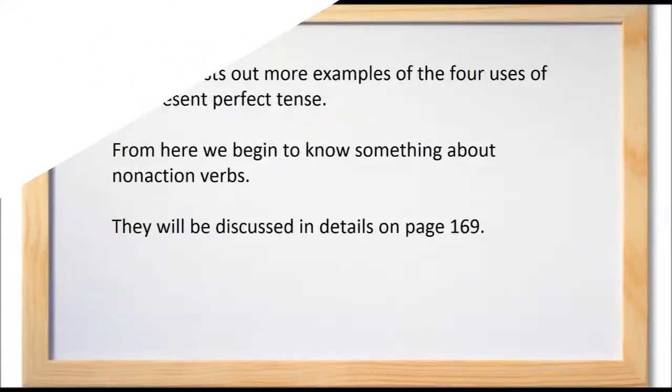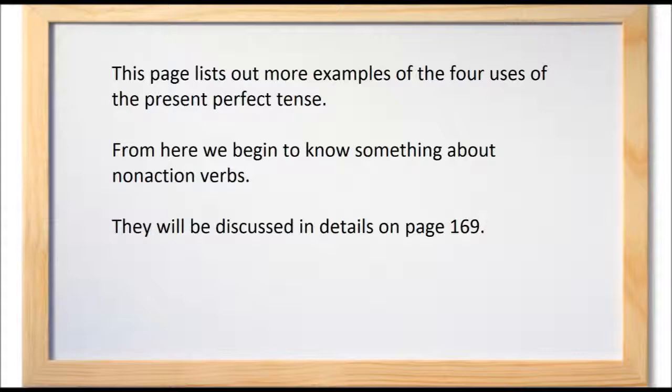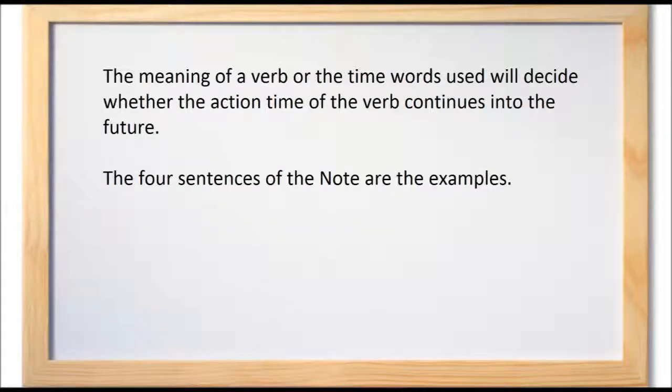Please turn to page 162. This page lists out more examples of the 4 uses of the present perfect tense. From here, we begin to know something about non-action verbs. They will be discussed in details on page 169. The meaning of a verb or the time words used will decide whether the action time of the verb continues into the future. The 4 sentences of the note are the examples.